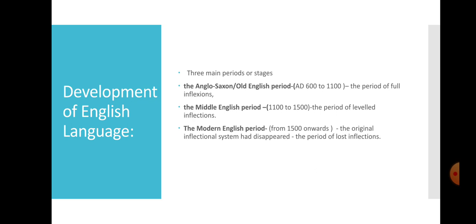Second category, it's the Middle English period, which began from 1100 to 1500. And during this period, the inflections were leveled, and hence this period is addressed as the period of leveled inflections. And the third one, it's the Modern English period, which spans from 1500 onwards, 1500 to present.